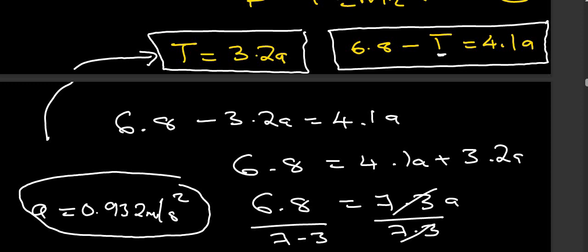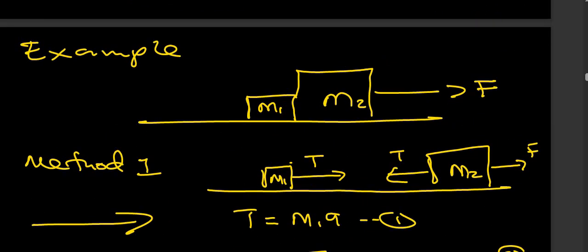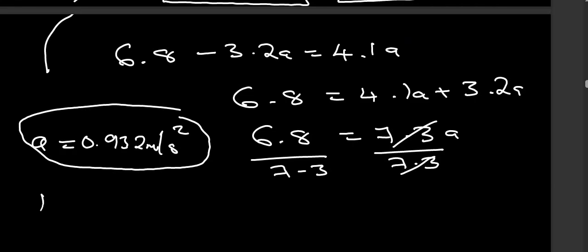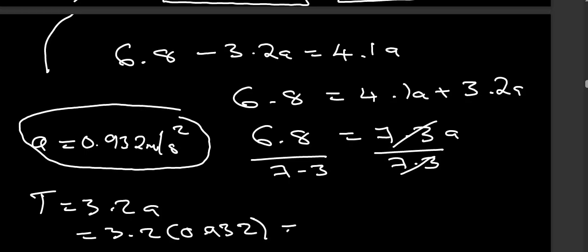Because the tension with respect to the first object, it's pushing against M2, right? So M1 is pushing on M2, or rather we can say the force with which M2 is pulling M1. So this will give you an answer. Tension is 3.2 times A. Your A is 0.932. Your tension should give us the answer we're getting there, which is 3.82.